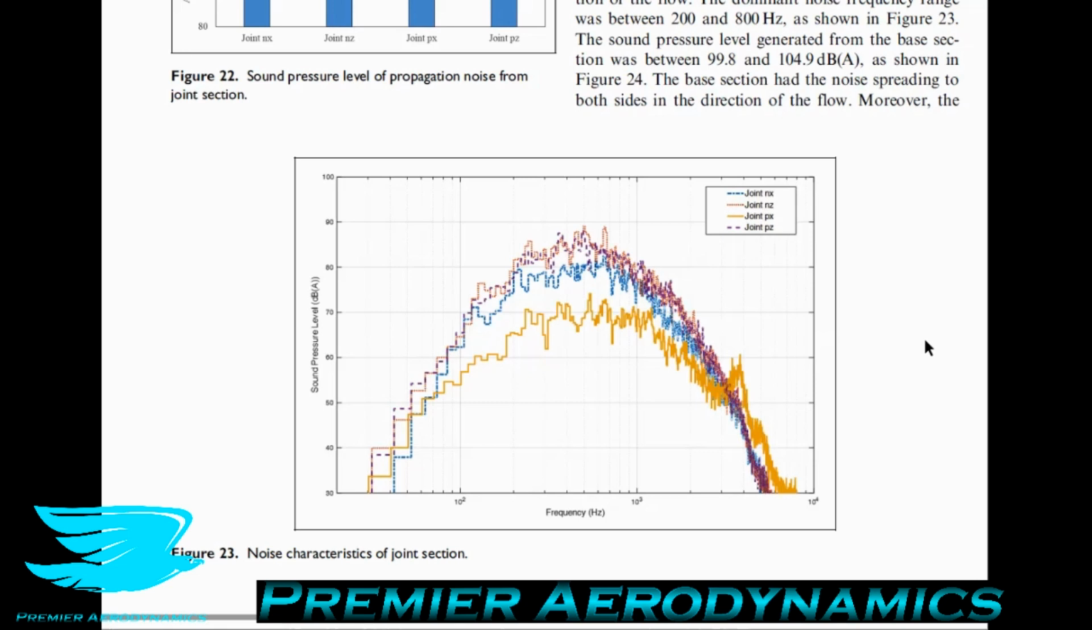Interestingly, the downstream section, so if you're standing downstream of the train, you get a lot less noise than any other direction around the train, by like 10 or over 15 decibels. That's a major reduction. If you want to reduce the noise of a train, I guess you could just stand behind it.